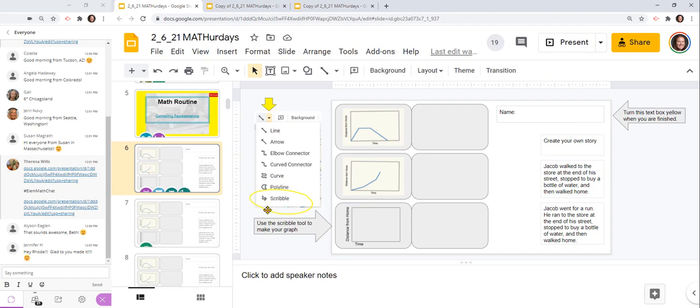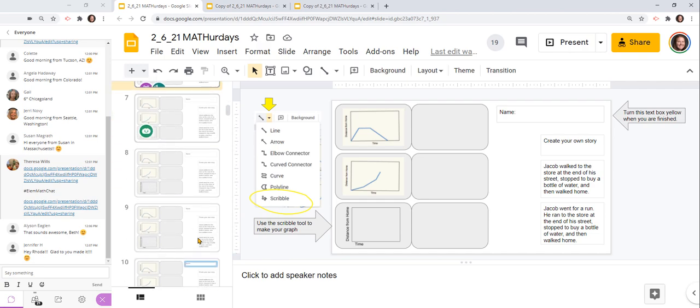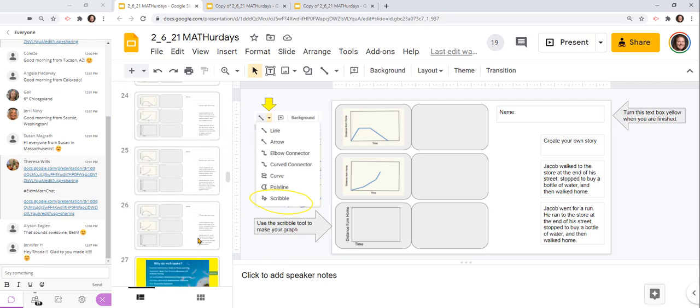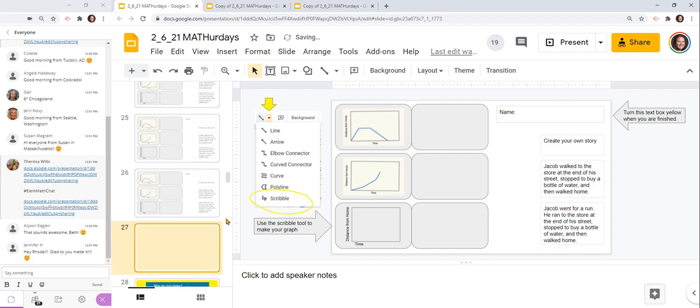And if you're familiar, there's a scribble button under your line tools, and that will allow you to just freehand your graph. Once you finish with your slide, if you would turn your name box yellow, that will give me a clue that you're finished, and it will help me out with classroom management. So without further ado, go ahead, grab a slide, pop your name in. I see many are already doing that. I'll include some more duplicates below.